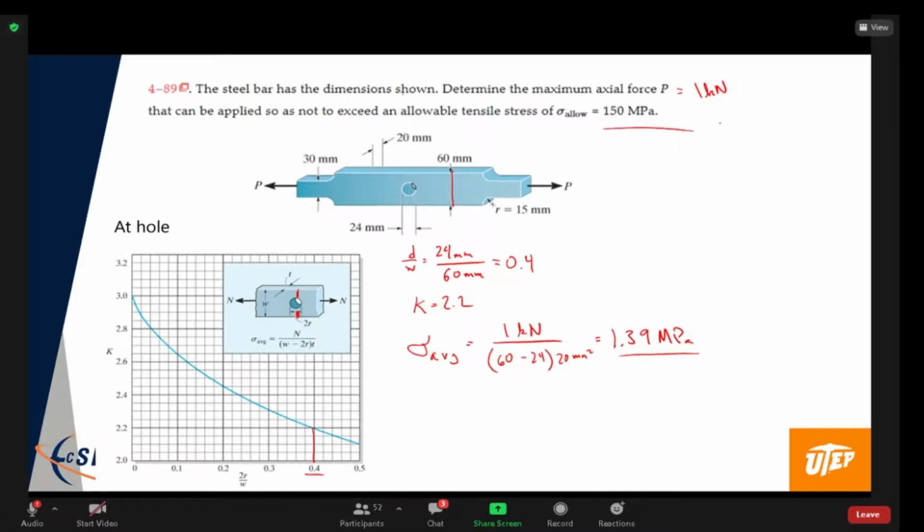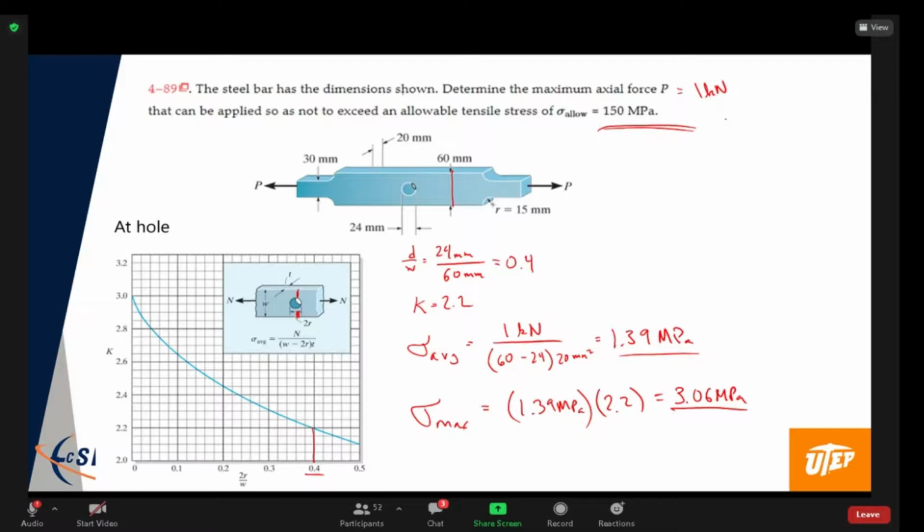Well, actually, I didn't do the stress concentration factor. We forgot the max. So the maximum stress at the hole is going to be 1.39 megapascals times that stress concentration factor of 2.2. And that's going to give me a max stress of 3.06 megapascals. So that's quite a bit less than the 150. If we were to double the force, we would double that stress.